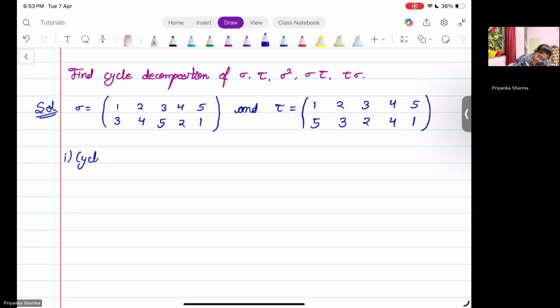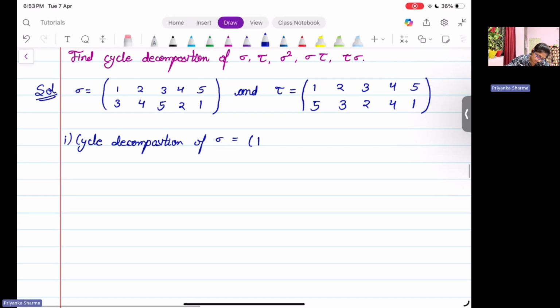For the cycle decomposition of sigma, we will start from 1. 1 goes to 3, 3 goes to 5, and 5 goes to 1. So here the cycle completes. And now 2 is remaining. So 2 goes to 4 and 4 goes to 2. So this is done. So this is the cycle decomposition of sigma.